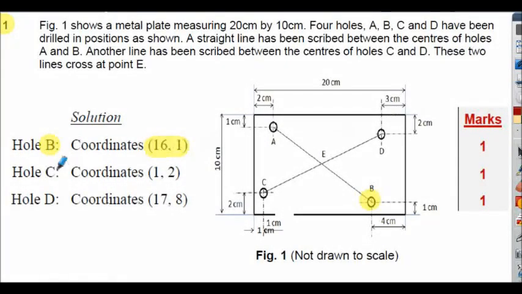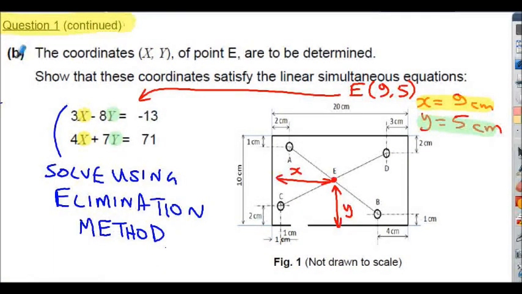Coordinates for hole B, hole C, and hole D. They're all determined from the dimensions shown in figure 1 here, which is not drawn to scale. Question 1 continued, part B, calculating the coordinates of point E, shown here in the diagram.